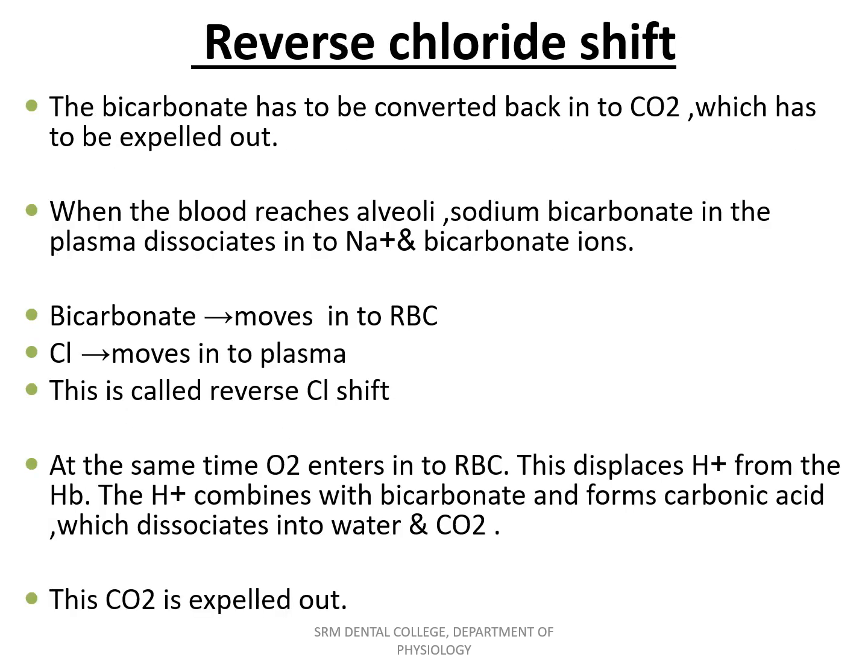So reverse chloride shift. The bicarbonate has to be converted back into carbon dioxide, which has to be expelled out. When the blood reaches alveoli, sodium bicarbonate in the plasma dissociates into sodium and bicarbonate ions. Bicarbonate moves into RBC, while chloride moves into plasma. This is called reverse chloride shift. At the same time, oxygen enters into the RBC. This displaces hydrogen from the hemoglobin. The hydrogen combines with bicarbonate and forms carbonic acid, which dissociates into water and carbon dioxide. This carbon dioxide is expelled out.